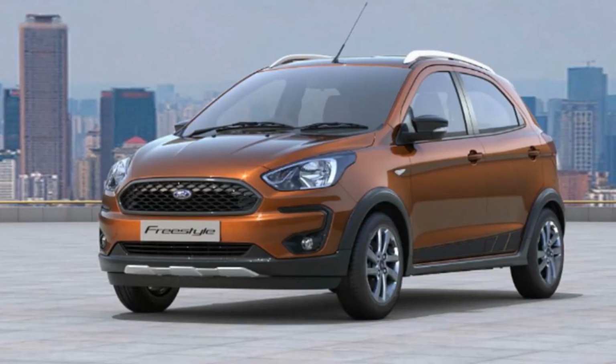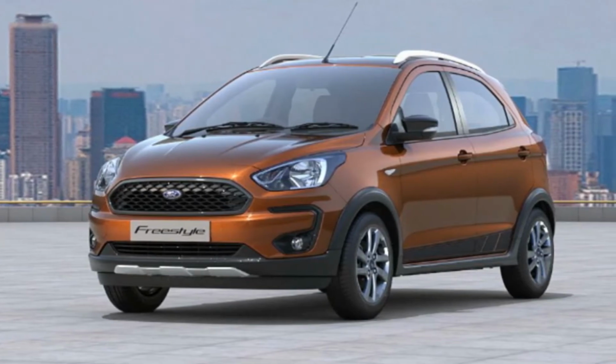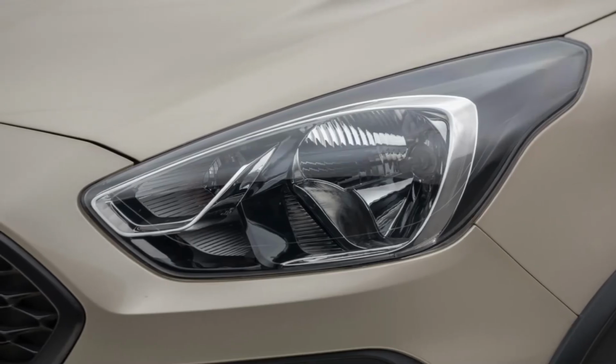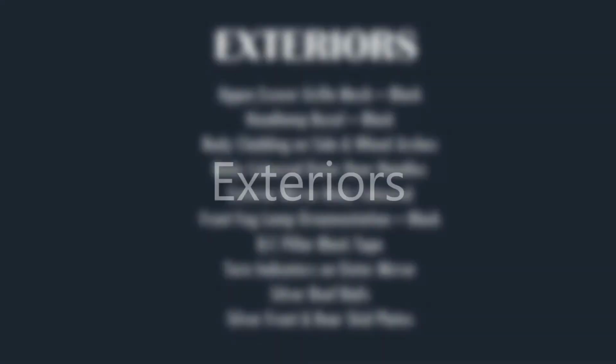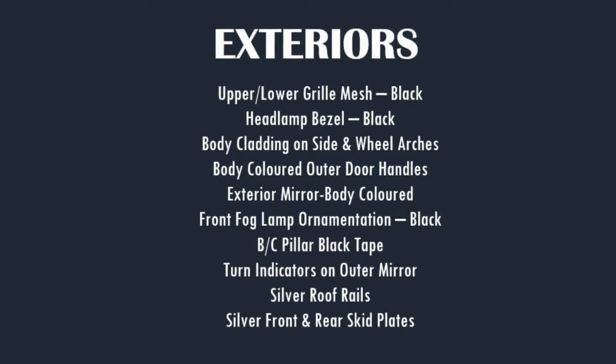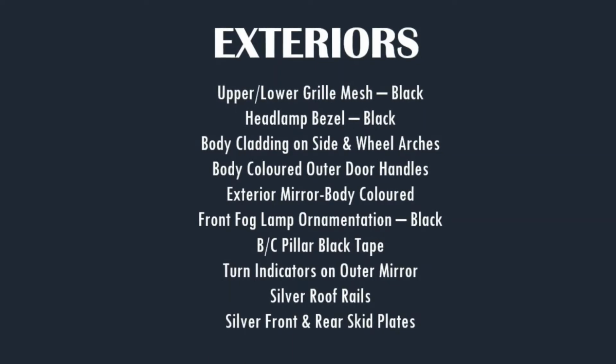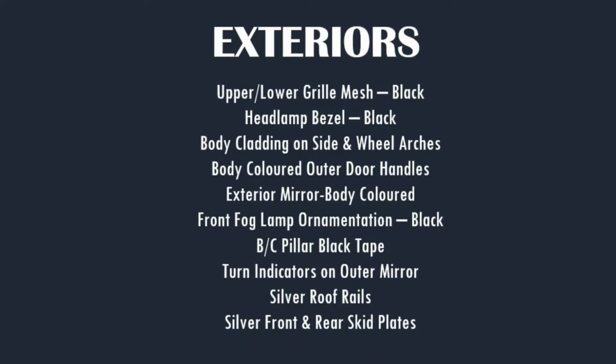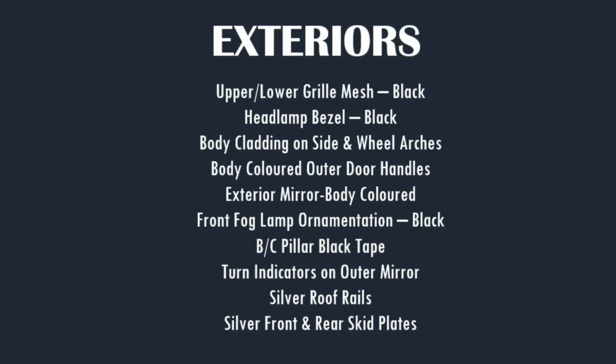Now let's move on to the features that we get with Ford Freestyle Trend 2020 variant. In terms of exteriors, here's what you get. You get upper and lower grille mesh black and you get headlamp bezel black, you get body cladding on side and wheel arches, you get body colored outside door handles, you get body colored exterior mirror and you get a black fog lamp in the front ornamentation, you get B/C pillar black tape and you get turn indicators on outer mirror and you get silver roof rails with silver front and rear skid plates.